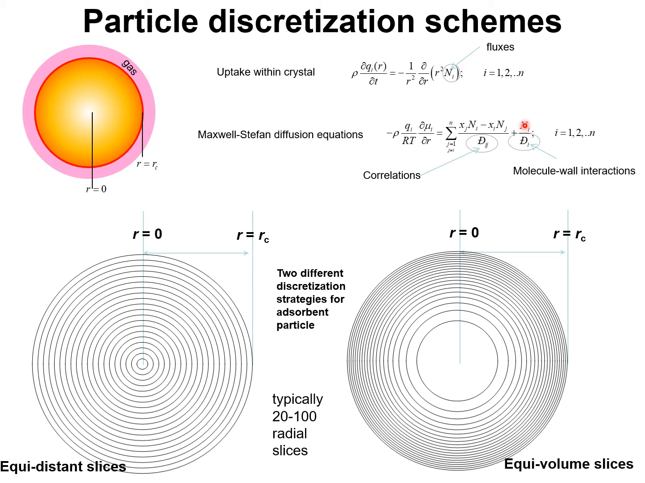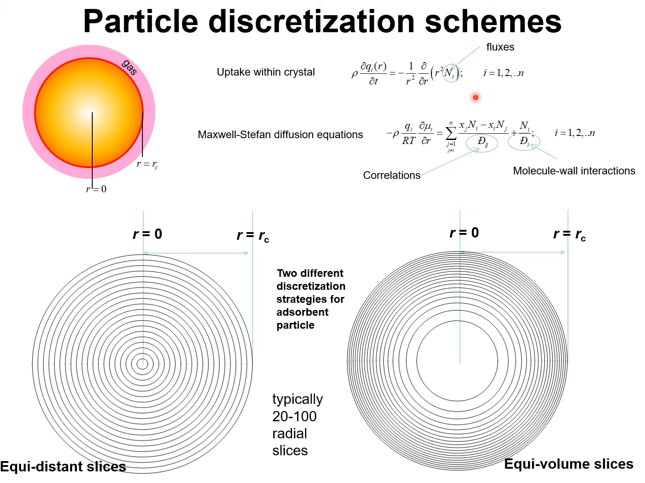The flux of each of these components is related to the gradients of the chemical potential by the Maxwell-Stefan diffusion equations. The Maxwell-Stefan diffusion equations recognize two types of diffusivities. D sub i represents molecule-wall interactions, and D sub ij quantify the correlations in molecular jumps for the ij pair in the adsorbed phase.